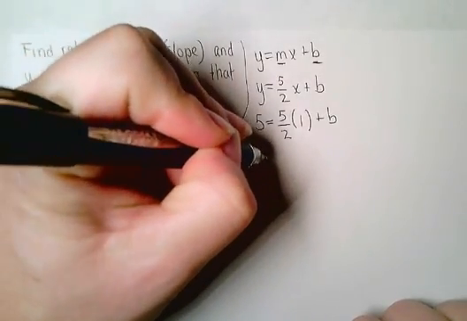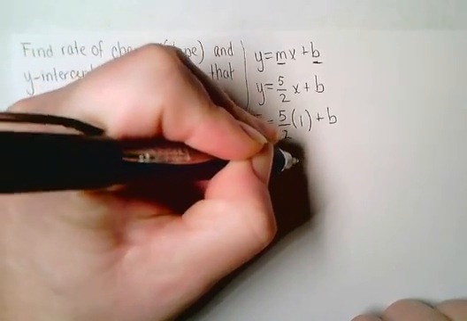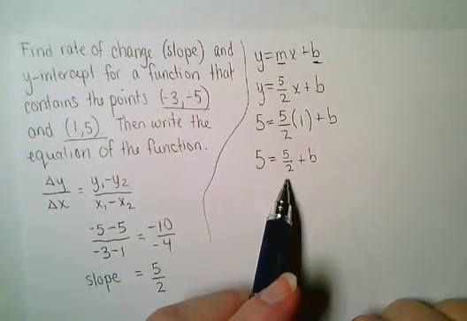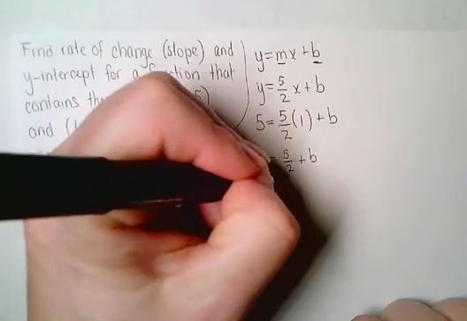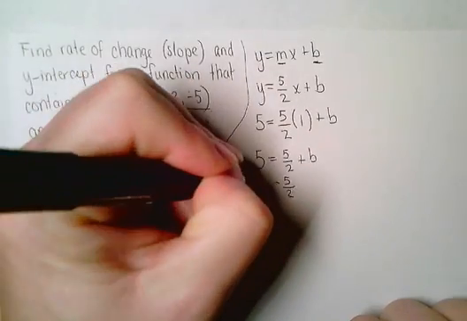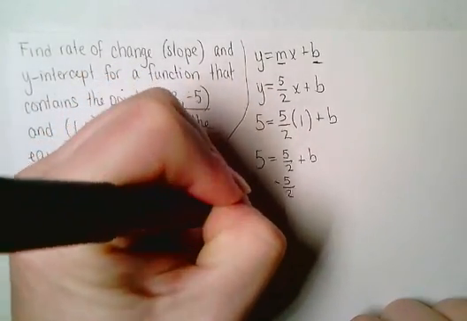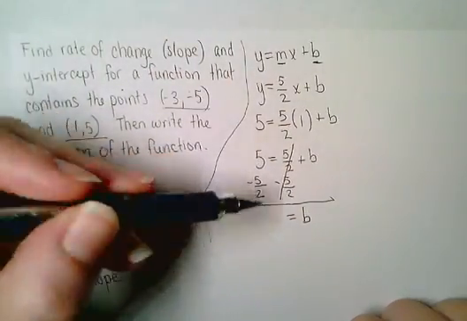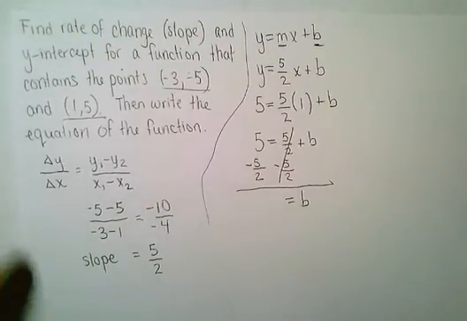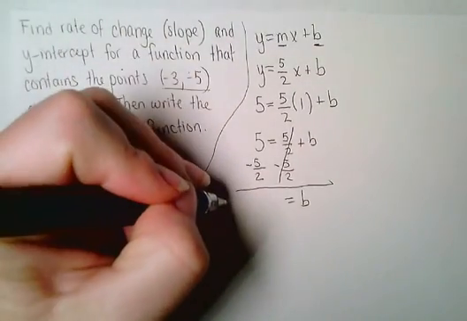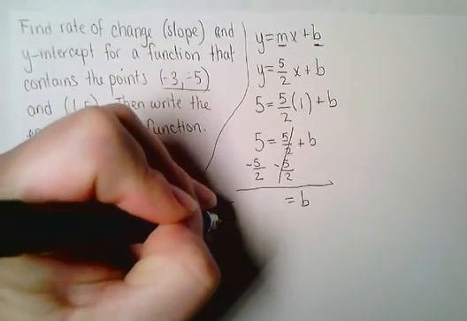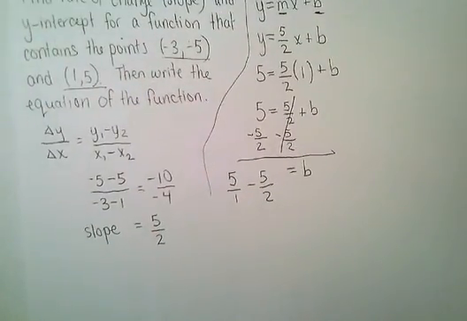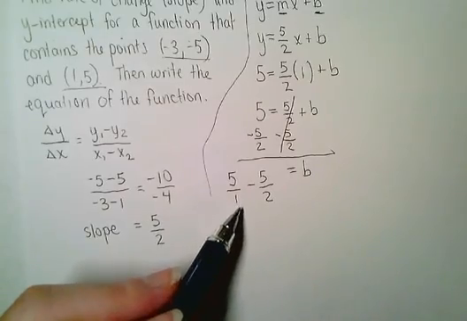So it's really just 5 equals 5 over 2 plus b. And if I want to get the b by itself, I subtract 5 over 2 from both sides. It cancels from here, and I get b is 5 take away 5 over 2. In order to subtract these fractions, I need a common denominator. So I'm really doing 5 over 1 minus 5 over 2. To get a common denominator, I need to make the bottom of this fraction 2.